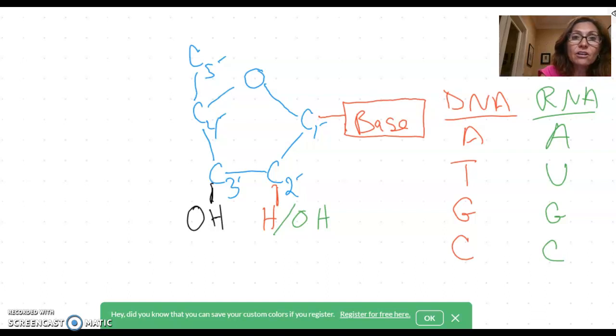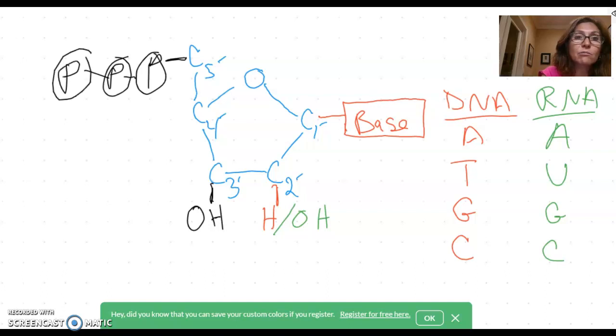Now, hanging off of carbon number 5, you can have 3 phosphates. Here's phosphate number 1, phosphate number 2, and phosphate number 3. Now, does that remind you of any other molecule that you've heard of? Perhaps ATP?